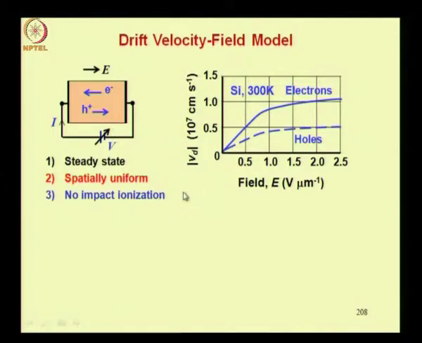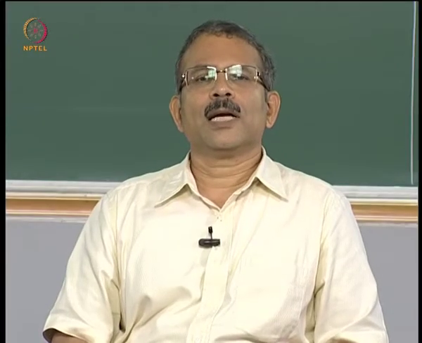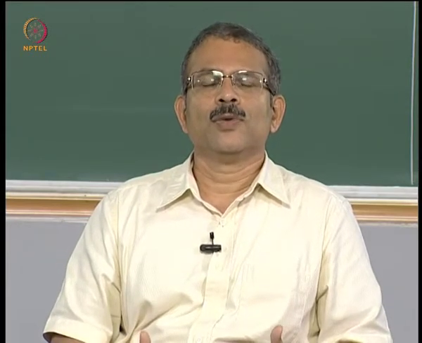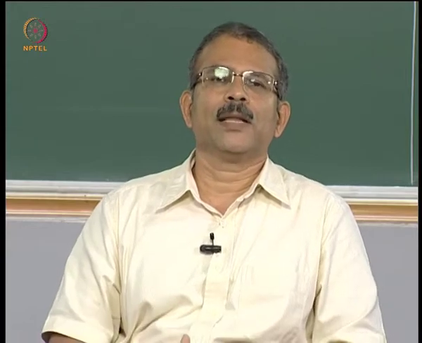So first we should write down the conditions before writing the equations. So the conditions are steady state, then spatially uniform and no impact ionization. Now why are we saying this no impact ionization? Because we are dealing with high electric fields here when the velocity tends to saturate, and we want to be sure that our fields are not so high that there is excess generation because of impact ionization. Okay? So we will not analyze that situation where impact ionization may be present.